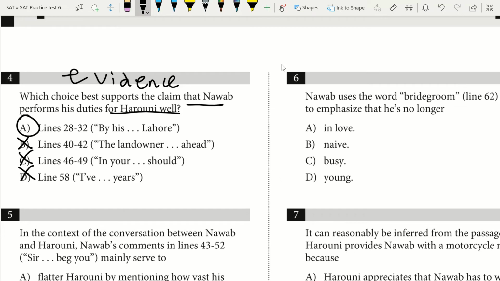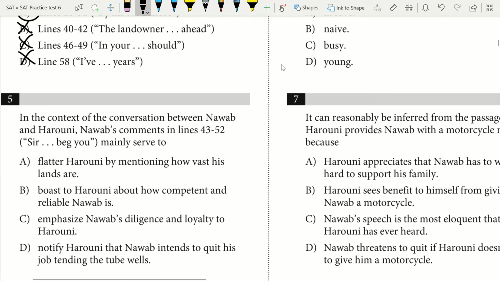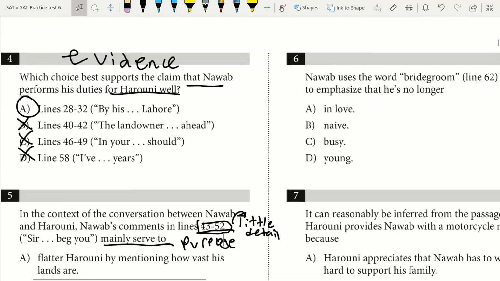All right, question 5. So we've got, in the context of the conversation between Nawab and Haruni, Nawab's comments in lines 43 to 52 mainly serve to do what? Okay, once again, we're asked about a little detail and what its purpose is. This is another little detail purpose question, okay? What is the purpose of Nawab saying these lines 43 to 52? Okay, so that's a little detail of the passage, and we're asked for the purpose of it. What is it serving to do? So let's go take a look. So we got 43 to 52.